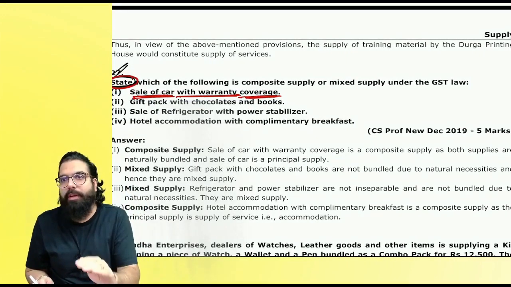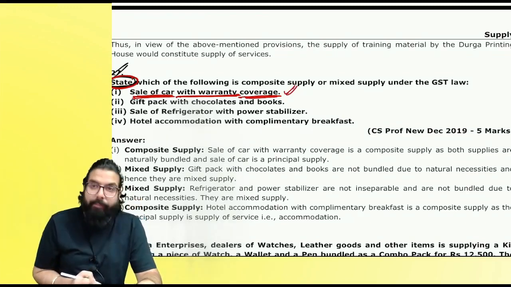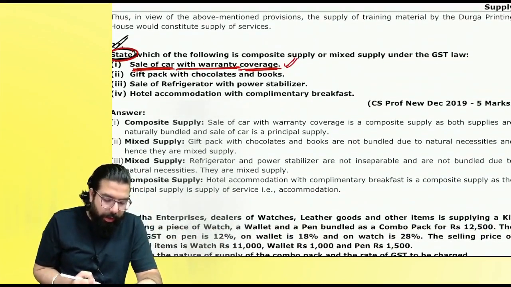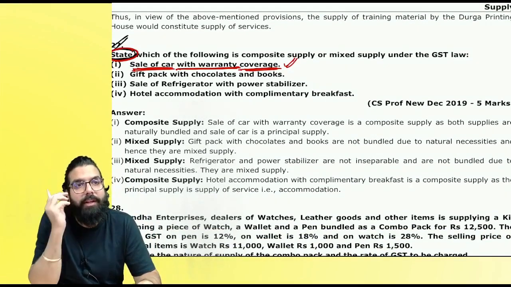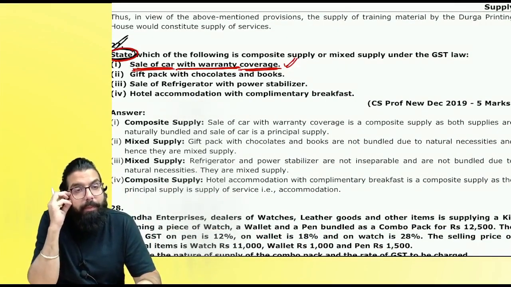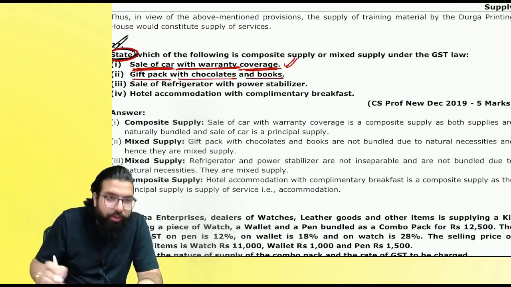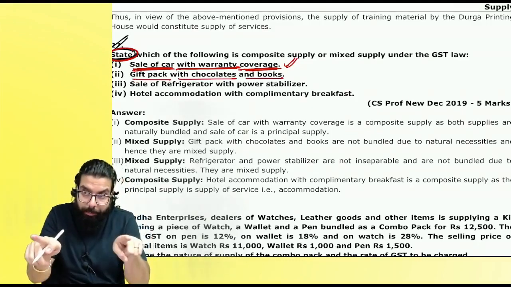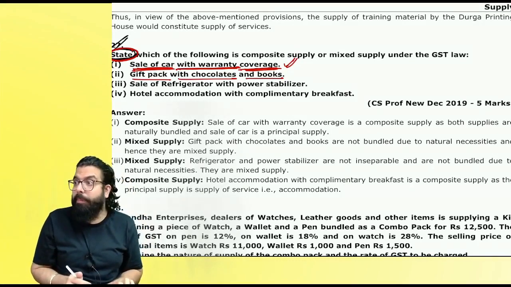We are continuing with our supply Q&A. The first one over here is what? Sale of car with warranty coverage. What is it? Composite or mixed supply? Composite supply. Taxable at the rate of principal supply. Which is the principal supply? Car. Gift pack with chocolates and books. Two individual supplies supplied for a single price. What is it? Is it composite supply?